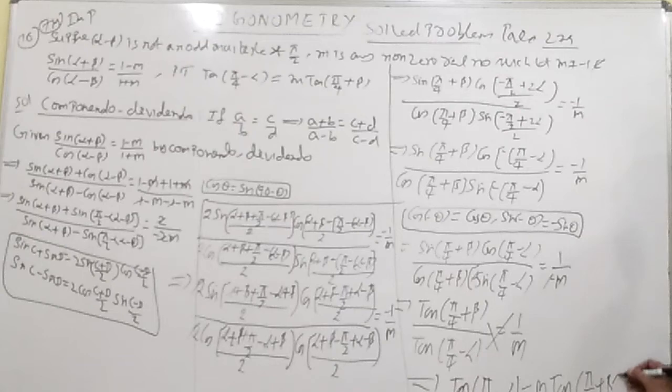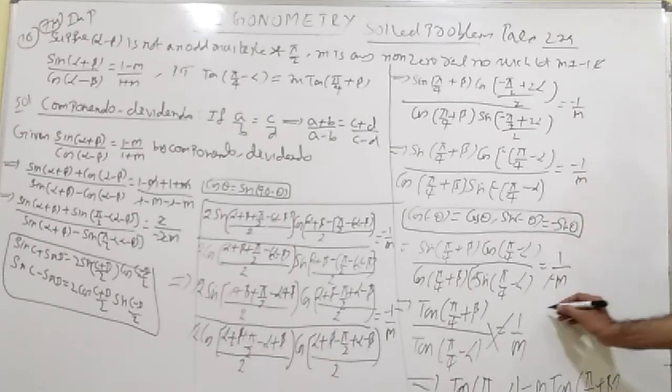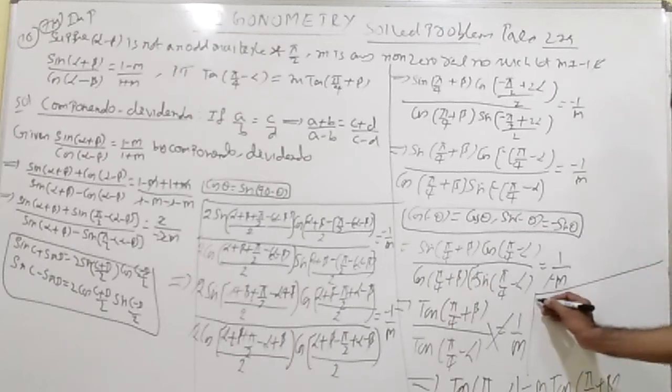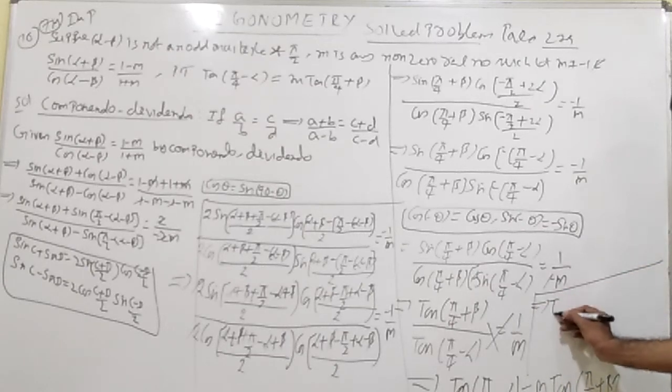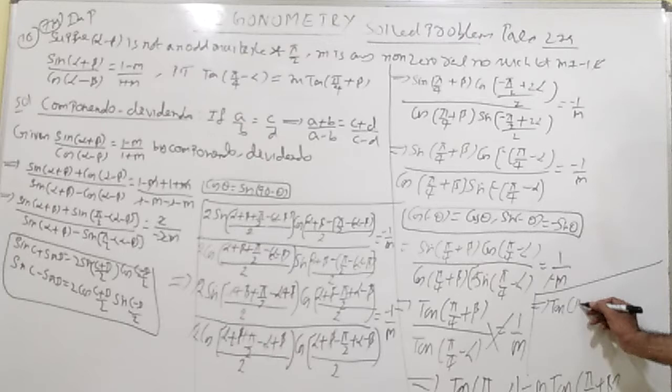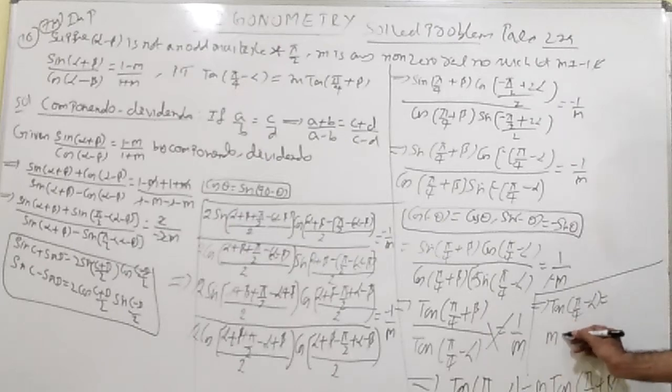Tan of pi by 4. Here once again I am writing, maybe the visible problem is there in camera. So tan of pi by 4 minus alpha is equal to like this, m tan of pi by 4 plus theta. This is the sum.